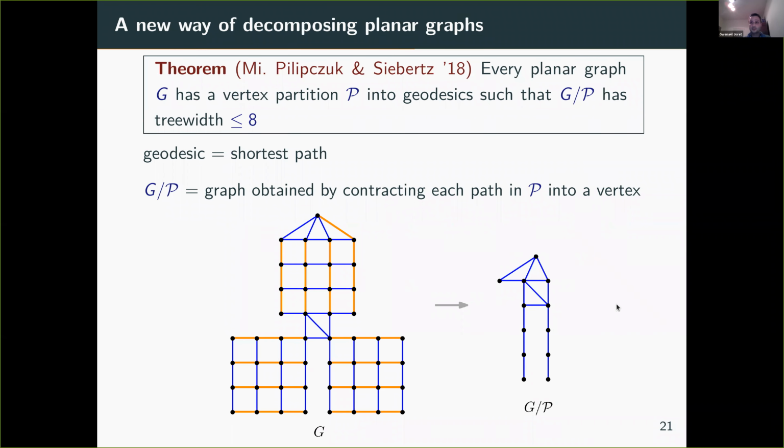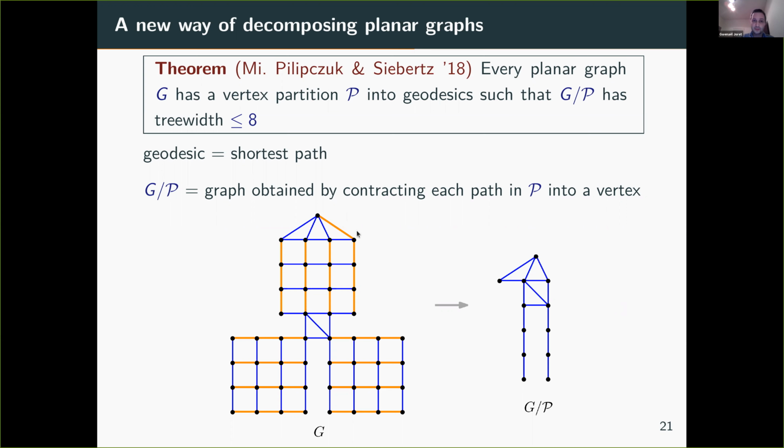Okay, so I was saying we need a new tool for working with planar graphs, and this was provided in part by Michał Pilipczuk and Sebastian Siebert 2 years ago, and they proved this fantastic theorem about planar graphs.